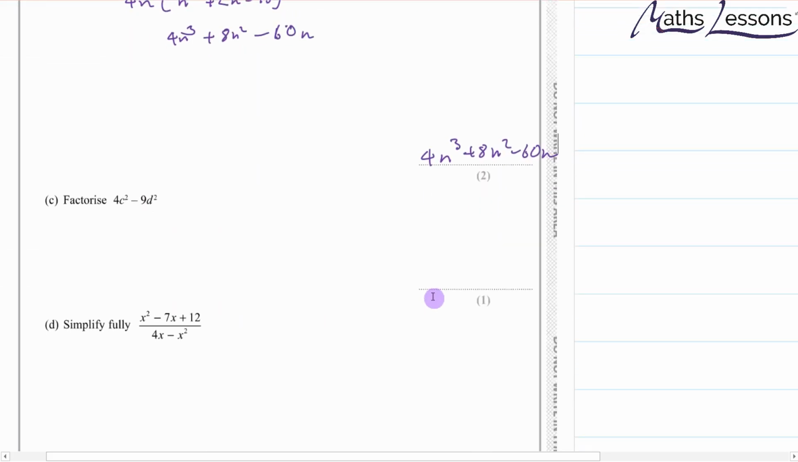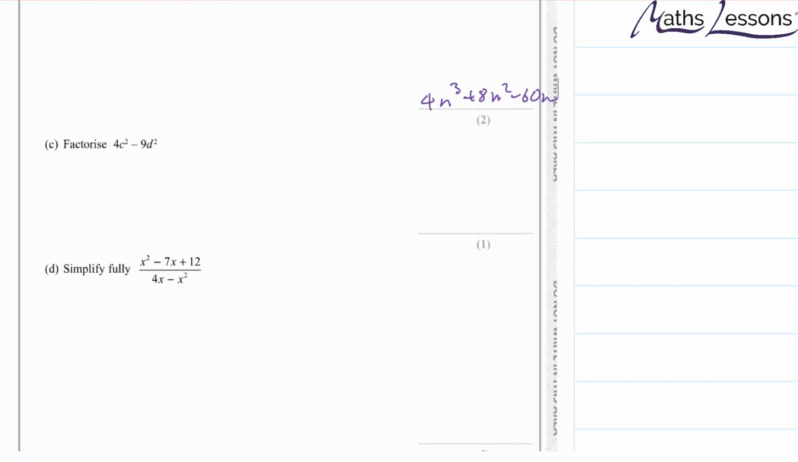Right, let's just scroll down to the last two parts of the question. And we've got 4c squared minus 9d squared. Well, this is a standard one you ought to learn, okay? You've got a number squared minus another number squared. And there's a standard formula for this that people are expected to know. It's called the difference of two squares. You factorize them like this.